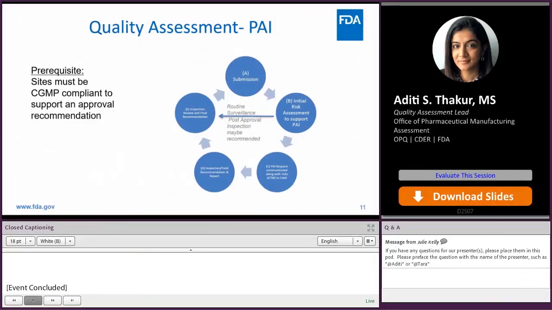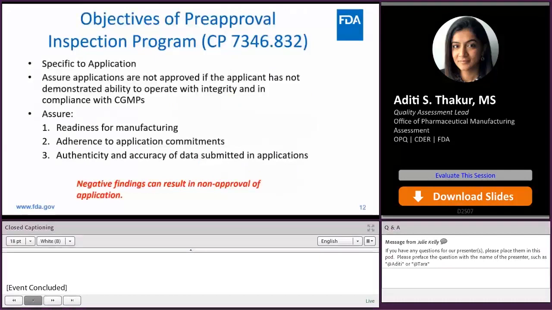Pre-approval inspections are triggered after the initial risk assessment is performed, and these inspections can be performed any time during the review cycle. Therefore, the facility must be ready for inspection from the time of the submission. These inspections can sometimes be performed in conjunction with surveillance as well. The prerequisite is that any submission which involves facilities must be GMP compliant to support an approval recommendation. This also means that a PAI can only be performed if the site is in compliance status. PAI inspections are specific to the application. Either it can be for one application or several applications.